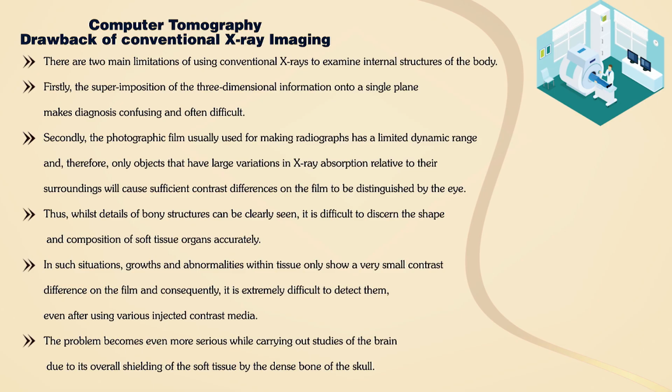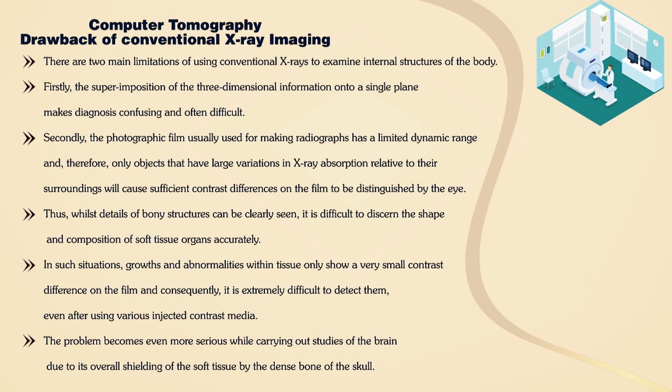large variations in X-ray absorption relative to their surroundings will cause sufficient contrast differences on the film to be distinguished by the eye. Thus, whilst details of bony structures can be clearly seen, it is difficult to discern the shape and composition of soft tissue organs accurately in conventional X-ray imaging.